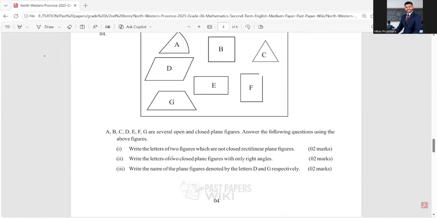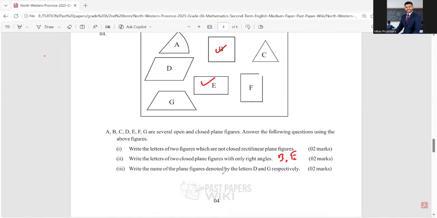And write the letters of two closed plane figures with only right angles. Only right angles. That is B and E. Only this one and this one have only right angles, right?